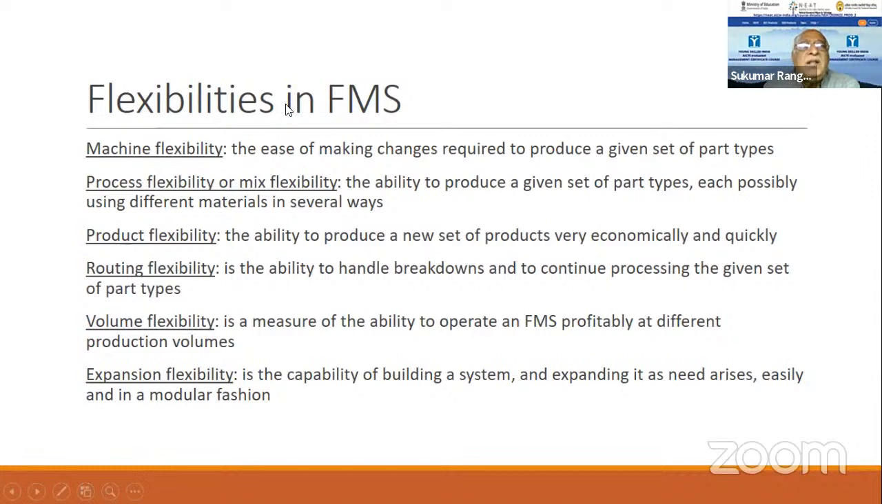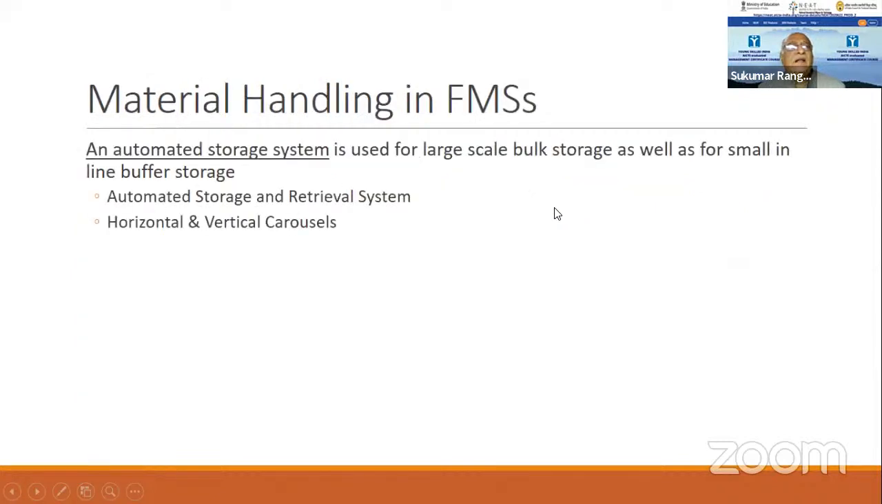Now, all these are built into the flexible manufacturing system equipment. Material handling: automated storage systems for large-scale bulk storage, as well as small line buffer storage, are handled. The tools are usually kept in what is called a carousel. The fixtures are kept there, it rotates, the robot takes out the tool, fixes the tool, works. Then after the job is over, it removes it and puts it back. A carousel is something like this circus thing you see here, it just keeps rotating and picking up whatever it wants.